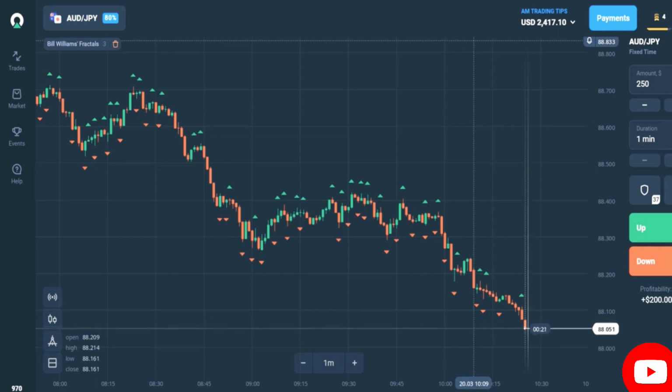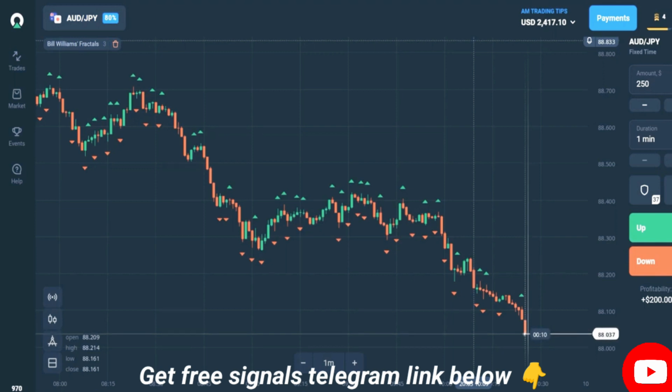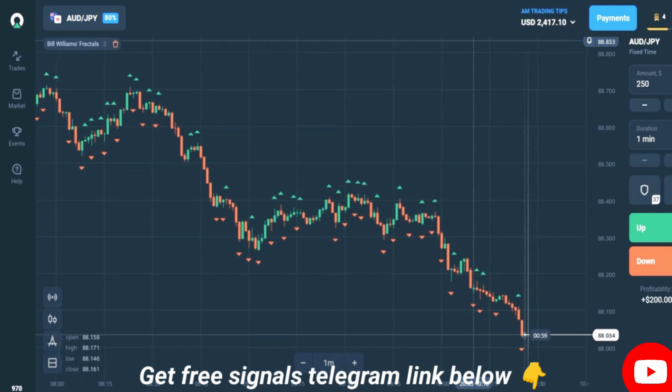So let's start. Bill Williams fractals are a technical analysis tool that can help traders identify potential trend reversals in the market. When the market is in an uptrend and at that time a fractal triangle signal is formed, then traders can take a buy trade. Similarly, when the market is in a downtrend and at that time a fractal triangle signal is formed, then traders can take a sell trade.